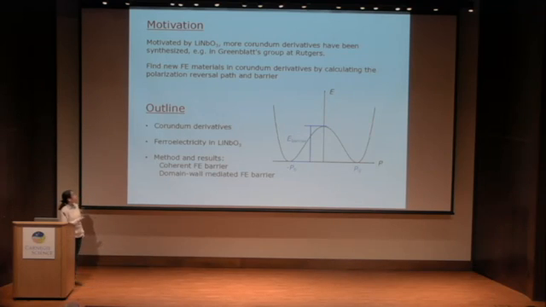And our purpose is to use first-principles calculations to calculate the polarization reversal path and barrier. In the following, I will show the structure of corundum derivatives, and then I will use lithium niobate as an example to explain the mechanisms, and then show you the results from our calculation, the coherent ferroelectric barrier and the domain wall mediated ferroelectric barrier.